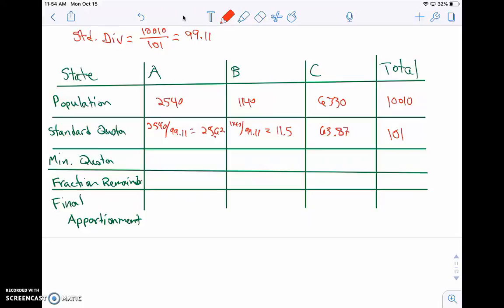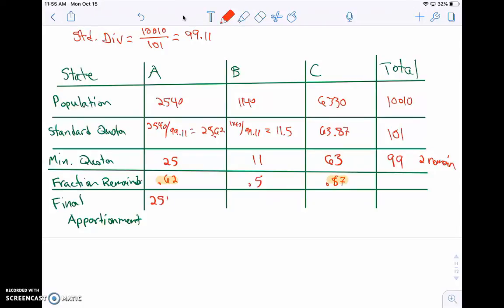Now the minimum quota, again, we just drop off the decimal part, so we get 25 is the minimum for A, 11 is the minimum for B, 63 is the minimum for C. When you add all those up, that gives us 99. So we have 2 that remain, because remember in this example we have 101 seats to fill. So the fractional remainder for the first one was 0.62. For the second one, it was 0.5. For the third, it was 0.87. So the two biggest, the first biggest is 0.87, then the second biggest is 0.62.